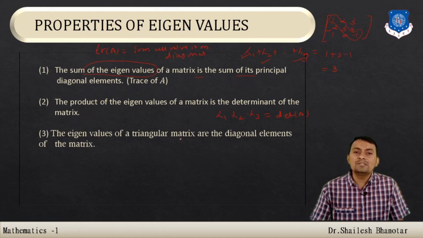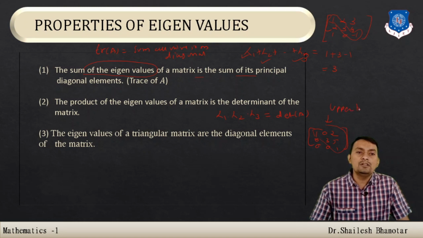Next, the eigenvalues of a triangular matrix. Suppose we have the matrix 1 0 2, 0 3 5, 0 0 1. We can say this is an upper triangular matrix.